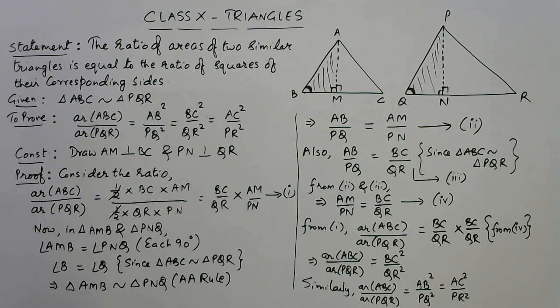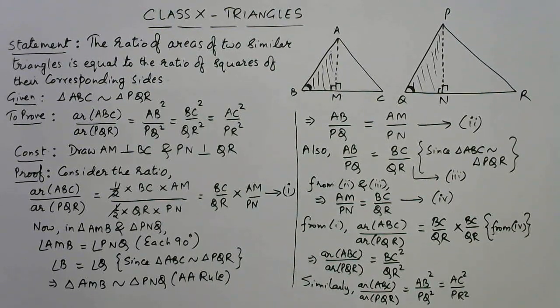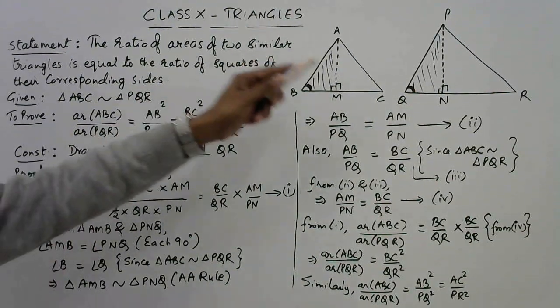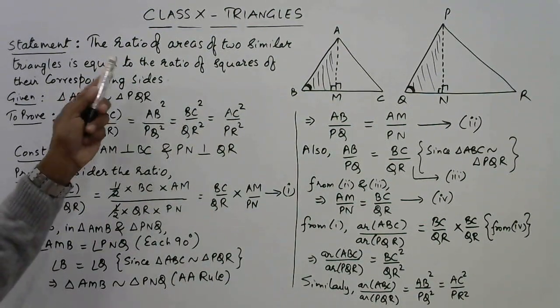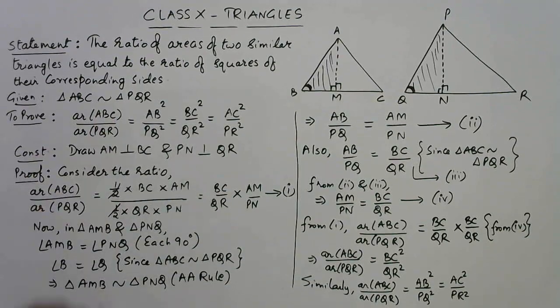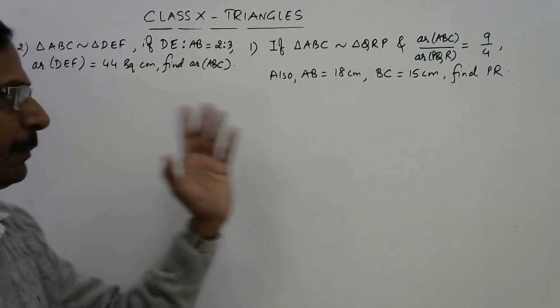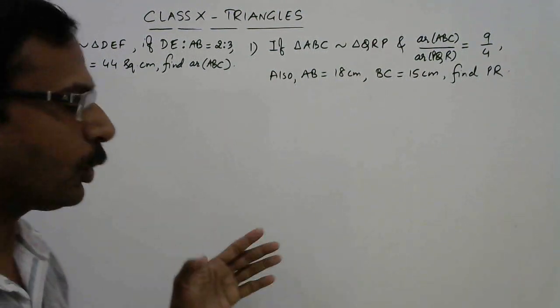So friends, after this we have covered now all the 4 theorems. Let's solve some problems based on this theorem now. That is, the ratio of areas of two similar triangles is equal to ratio of squares of their corresponding sides. So here are 2 questions of 1 mark each, which are based on this important theorem.